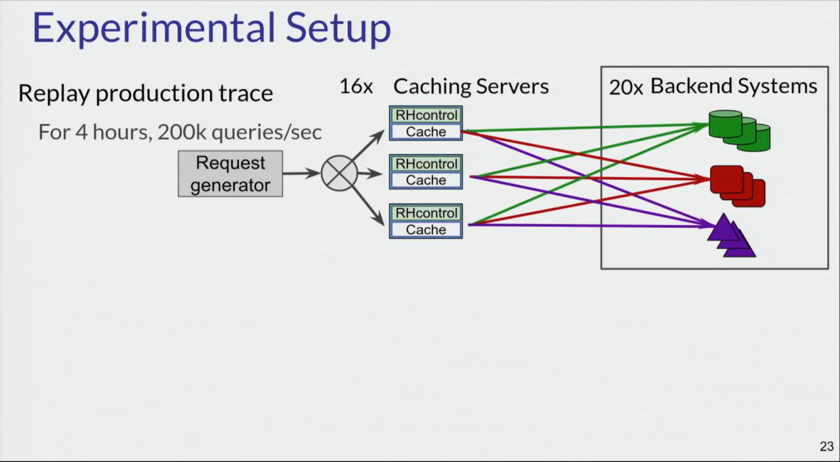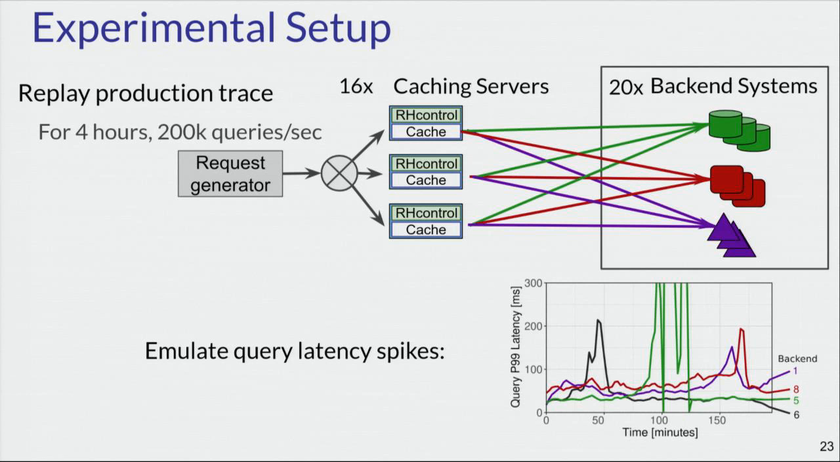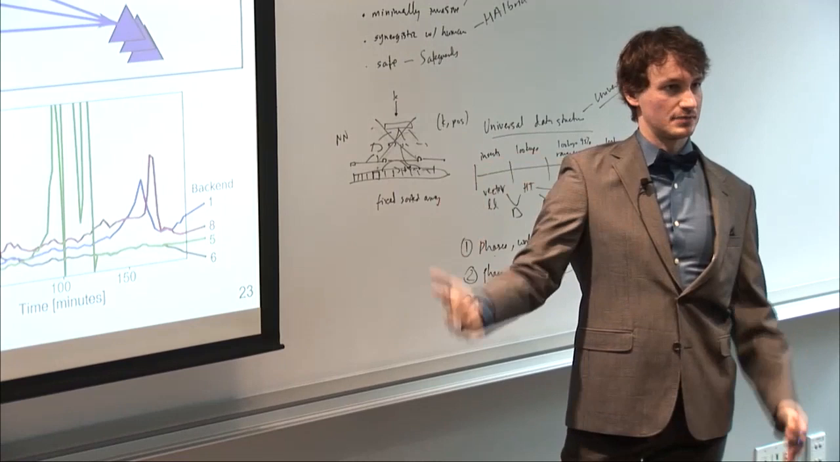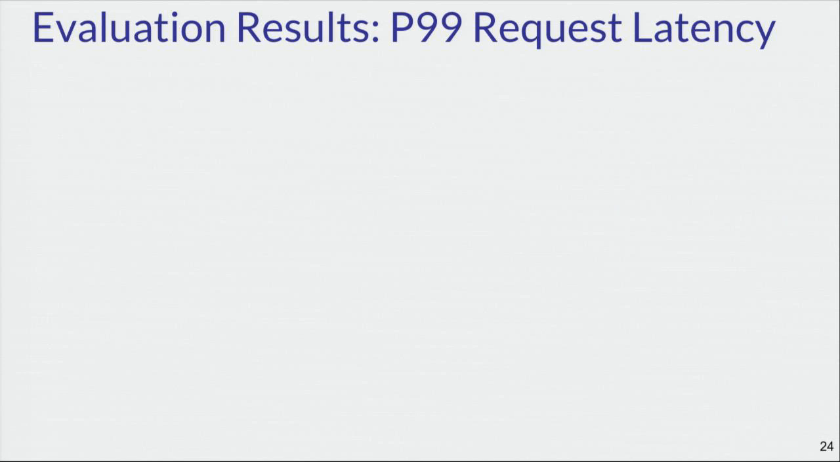Now, the final piece in building this experimental setup is that we have to emulate these query latency spikes that we see in production. And we do this on each of these backends by limiting the amount of resources that they have available, which gives us latency spikes of a similar magnitude and a similar frequency as we see in production. Now, that's our overall setup. Now, you're finally ready to see some evaluation results.